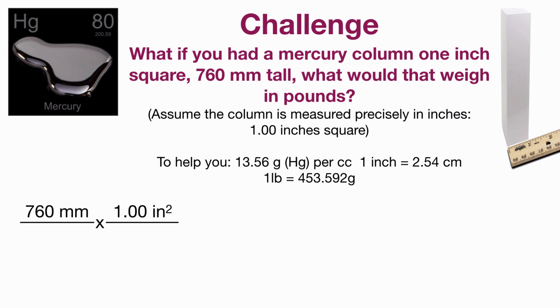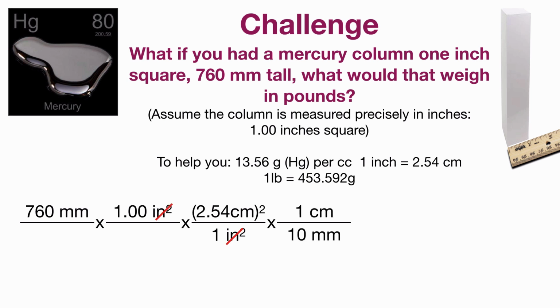Well, let's take a look at the math. So we got the height of the column, and then we've got the area of the base. Notice the different units. So let's get rid of square inches and convert that to square centimeters. So the square inches cancel. And let's convert centimeters to millimeters. So the millimeters cancel. And I hope you notice carefully, we now have cubic centimeters. All right, we now have cubic centimeters. So let's convert cubic centimeters to grams. So we now have grams.